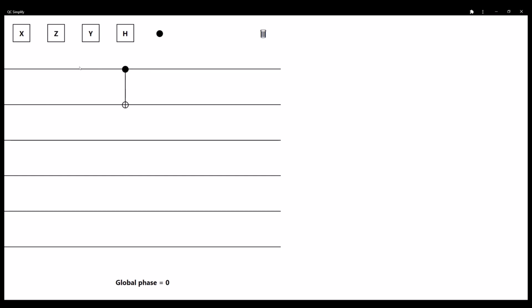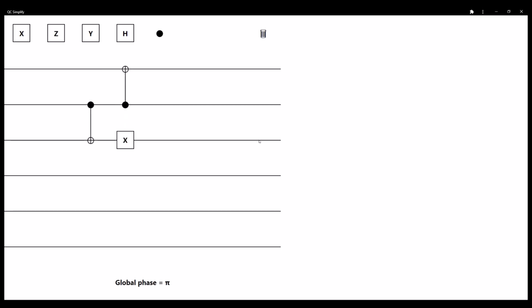Like if you have an XZ over here, slide across, it turns into YY, and there's a whole bunch of different combinations that I've been playing around with. And you can also slide CNOTs across each other if you're sliding the same part.